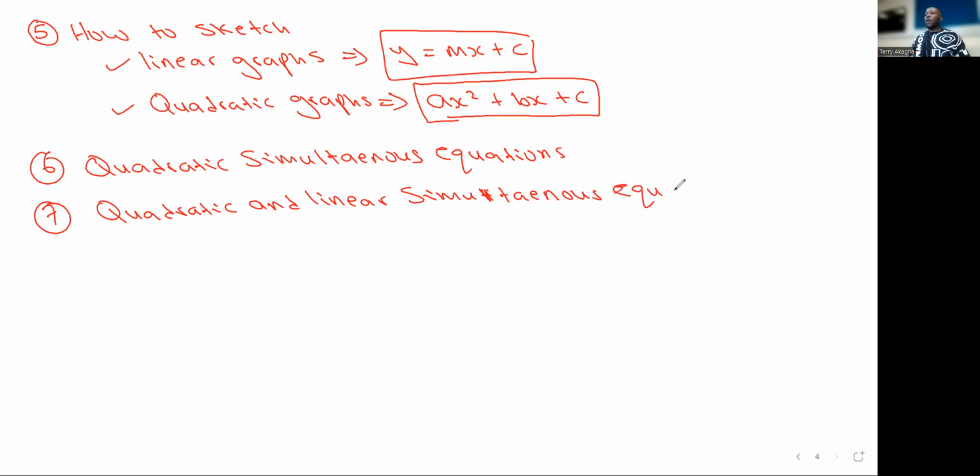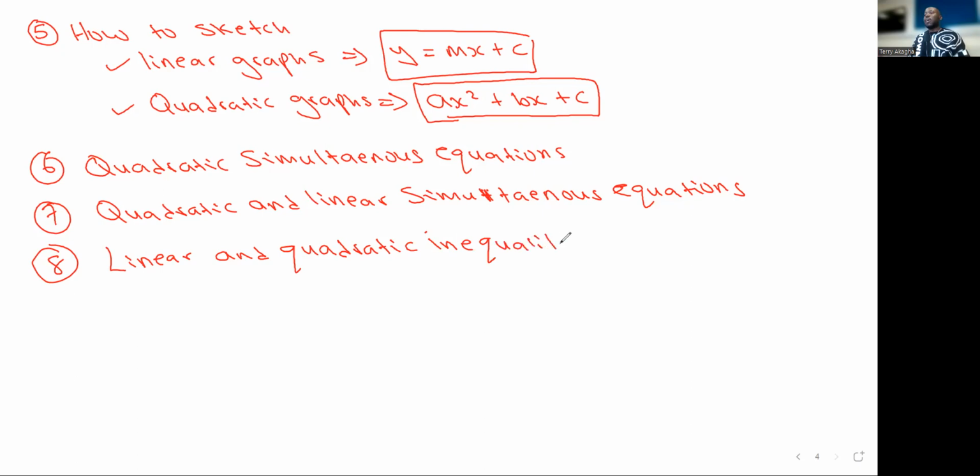Then when we're done with this, I'm going to round it up with inequalities. We're going to talk about linear and quadratic inequalities. So you can see that we're going to have a very interesting ride this time. These are the topics I'm going to talk about.